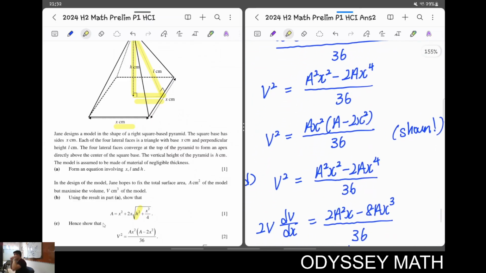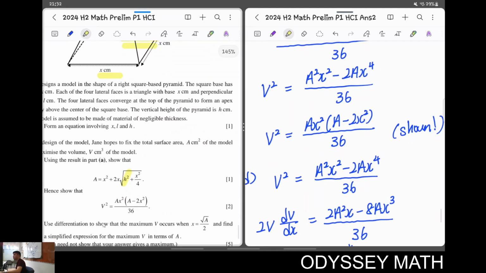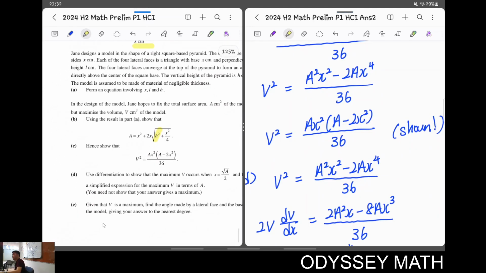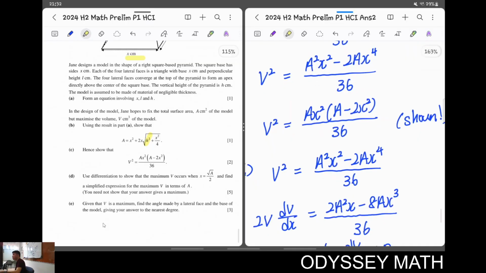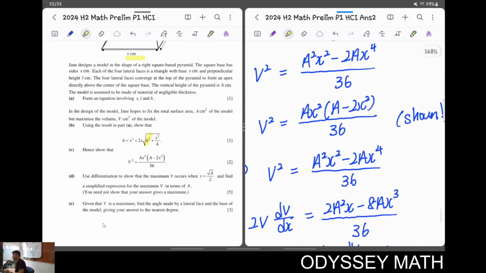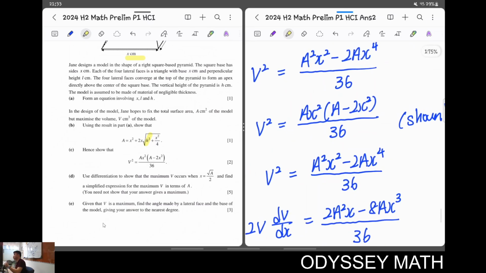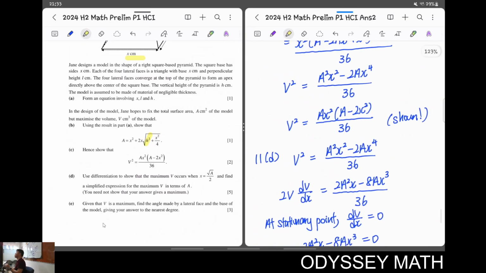Okay, so work out the algebra, you show that V squared has such. I'm not going to go through this. Okay, part D, use differentiation to show that the maximum V occurs when x equals square root A over 2 and find a simplified expression for the maximum V in terms of A. No need to show that it's a maximum. So if they never ask you to show, you don't need to use the first or the second derivative to show. However, I'd like to tell you that if the first derivative expression is complicated, try not to use the second derivative. Use the first derivative method. You know how, right?